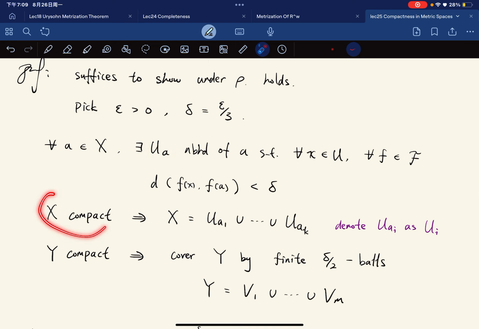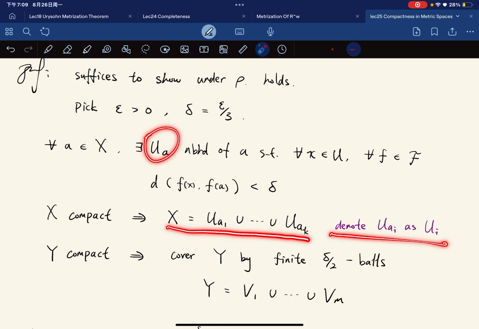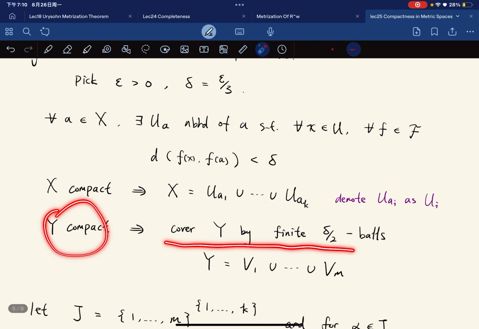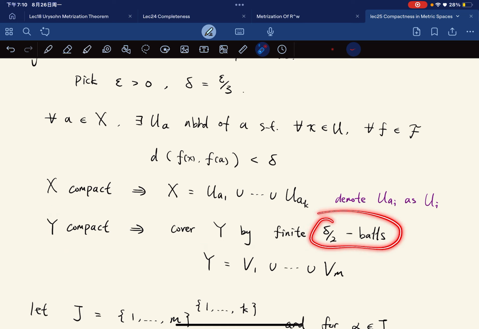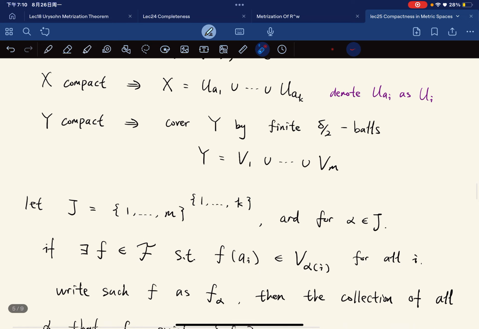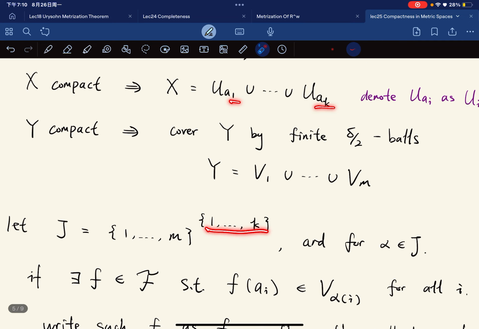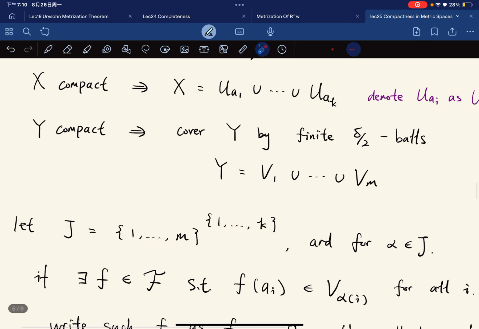So X is compact. It can be written as a finite union of all such balls, and we denote them as U_i, okay? And also Y is compact, so we can cover Y by finitely many delta over 2 balls, say 1 to m. Then we consider J, all the mappings from 1 to k to 1 to m. J is all the functions from 1 to k to 1 to m.